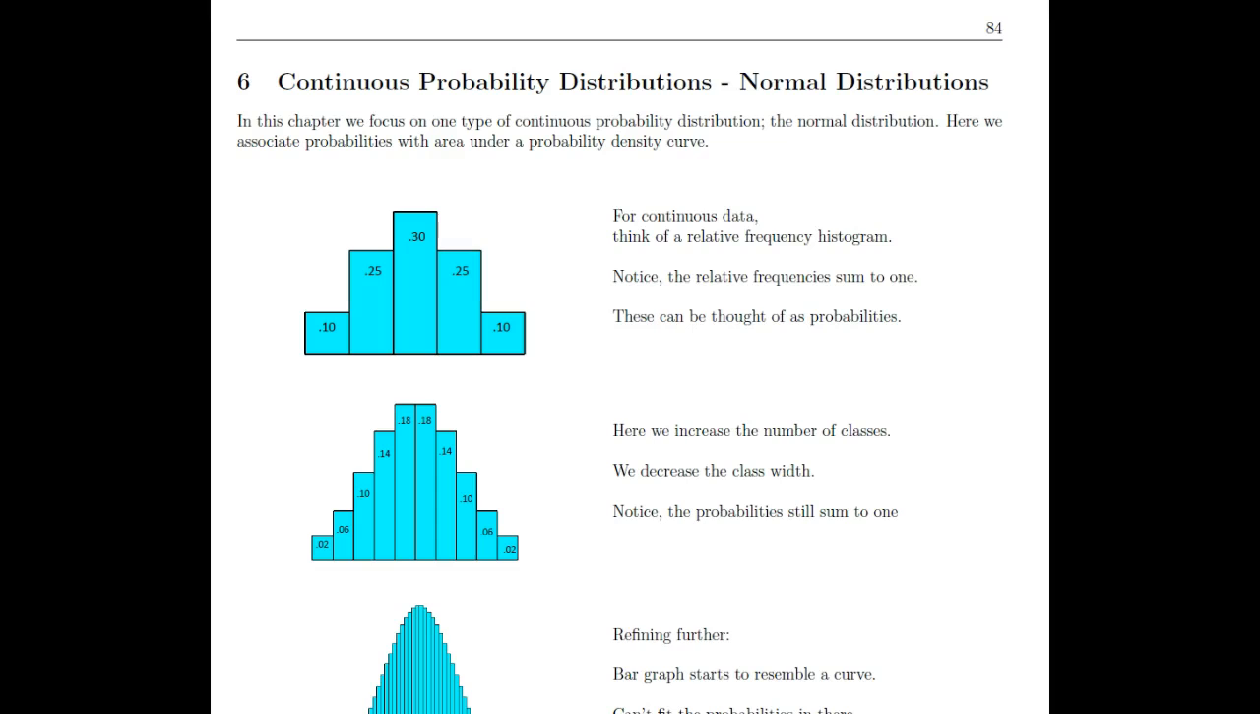So now we're going to start talking about continuous probability distributions. And the big one we're going to talk about is this one called the normal distribution. That's a really common one studied in statistics.